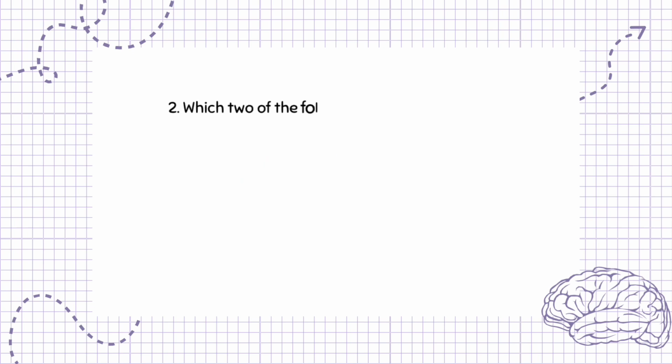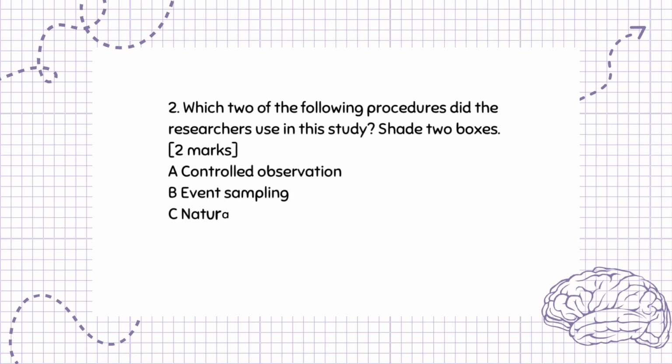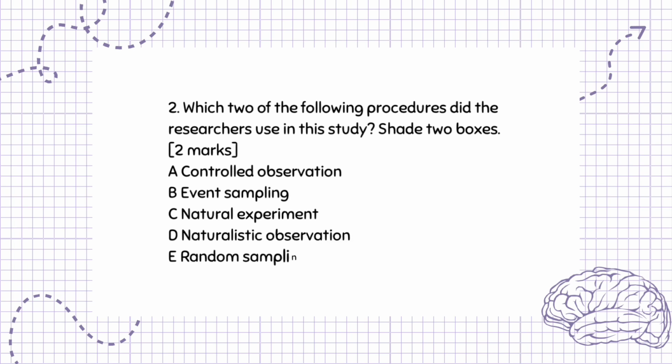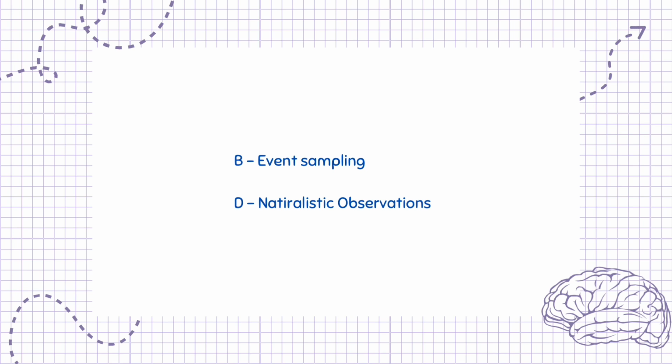Question 2. Which 2 of the following procedures did the researchers use in this study? Shade 2 boxes. 2 marks. A. Controlled observation. B. Event sampling. C. Natural experiment. D. Naturalistic observation. E. Random sampling. The answers are B. Event sampling, and D. Naturalistic observation.